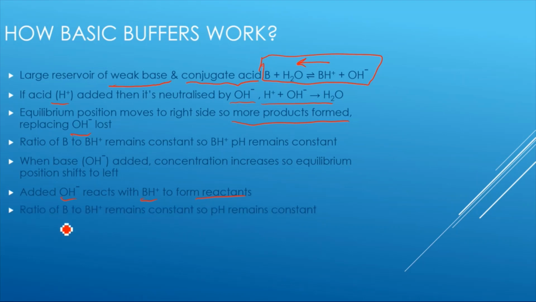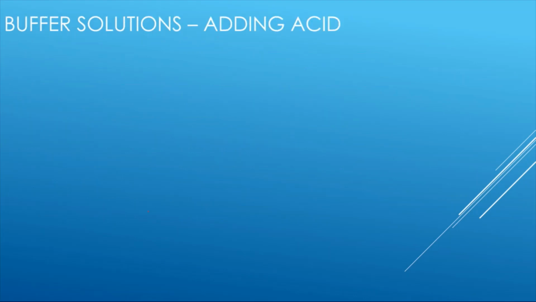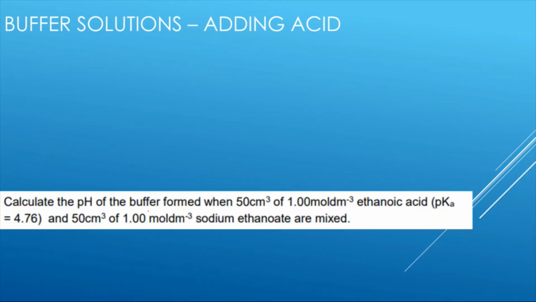Again, for the reasoning, what we would say at the end is that the ratio of B to BH plus, the weak base to the conjugate acid of that weak base, would remain constant. And so that's why the pH would remain constant. So remember this reasoning. Now looking at the buffer solution calculations. First we'll be looking at what adding acid to that does. Luckily you do not need to know how to do buffer calculations with basic buffers. This is only acidic buffers. So first looking at a question.